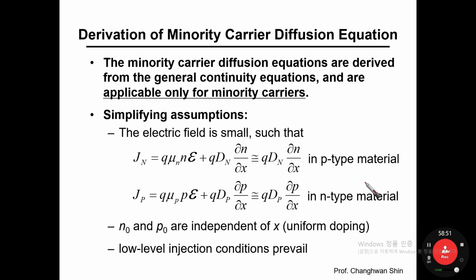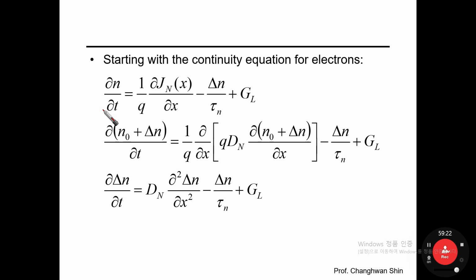Afterwards, we used three more simplifying assumptions. Electric field is small, no electric field, and N naught, P naught independent of X. In other words, the derivative of N naught with respect to X is 0, right? And the low-level injection condition prevails, so the majority carrier concentration cannot be affected a lot, but the minority carrier concentration should be affected significantly. So with that in mind, we have finely tuned the minority carrier diffusion equation from line number 1 to line number 3.